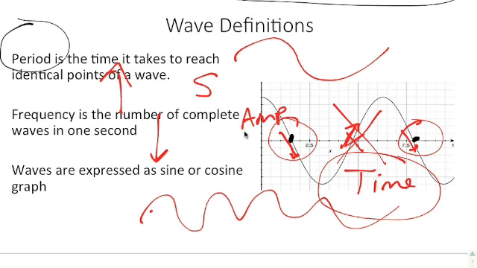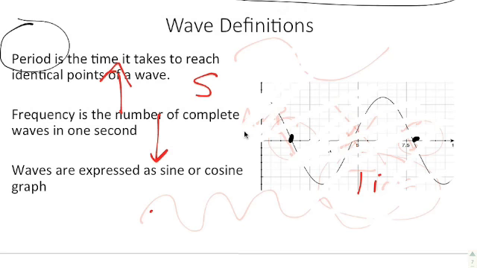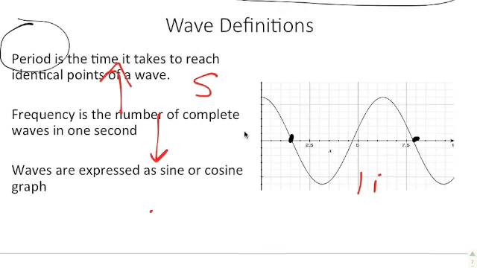Now, waves are easily expressed as a sine or a cosine graph, and that's what you see right here. This is a sine or cosine graph. It just depends on the parts of the function, but you see how it goes up and it comes down. This right here is a sine or cosine graph in your calculator.